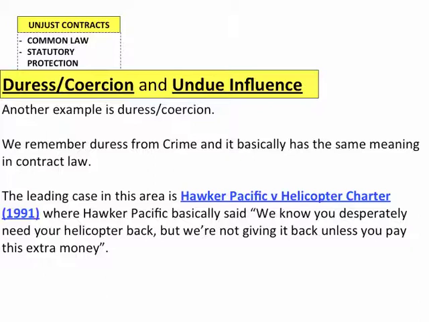And Hawker Pacific said, well, we're going to keep it then until you end up paying. So that's coercion. They're saying, well, unless you give us what we want now, then we are going to cause you some sort of detriment.